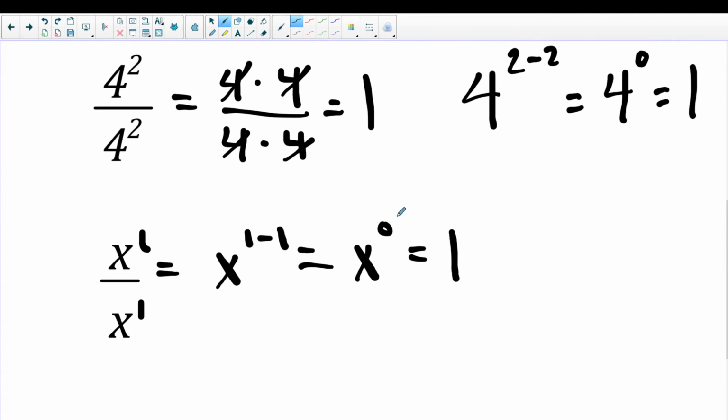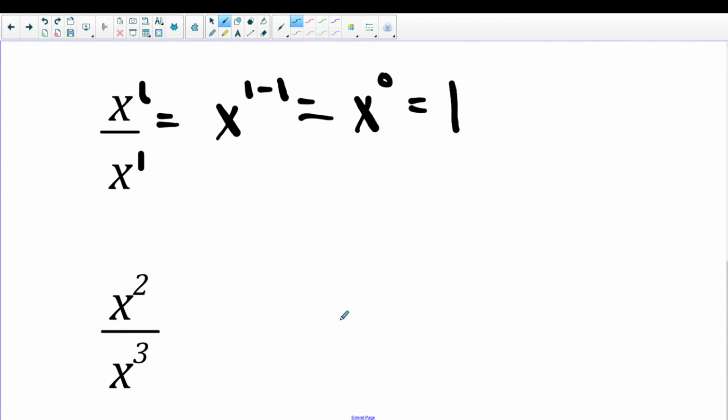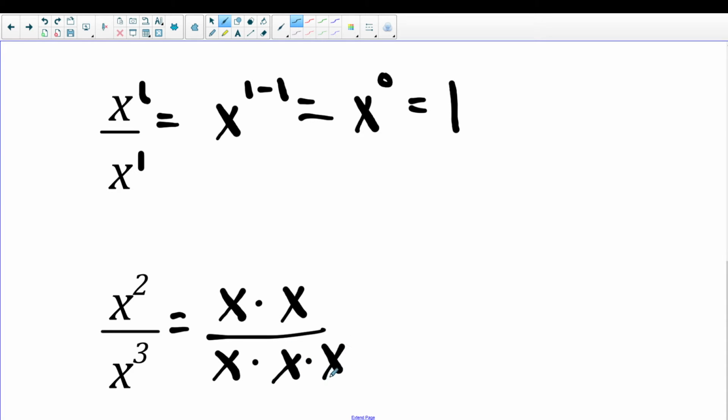Okay, so we talked about the 0 power. What happens if we have a situation like this? Now we've looked at division and canceling, and we said this is x times x divided by x times x times x. And again, we saw we could cancel these. This would make a 1. This would make a 1. And I would be left with 1 over x. So we could say 1 over x to the first.